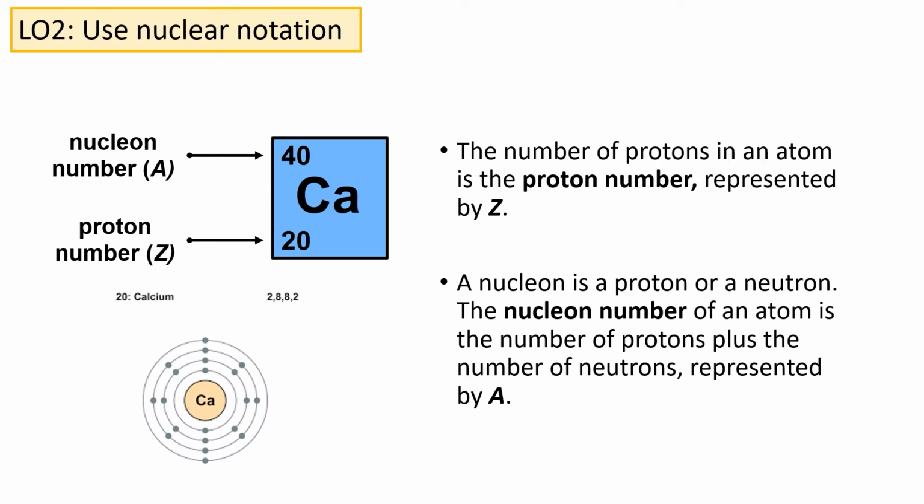The top number is known as the nucleon number. It's referred to sometimes as the mass number. It represents the number of protons plus the number of neutrons inside a nucleus. A nucleon is the collective name for either a proton or a neutron.